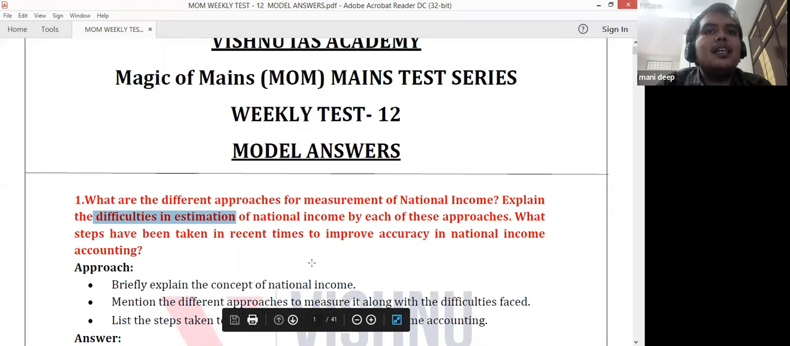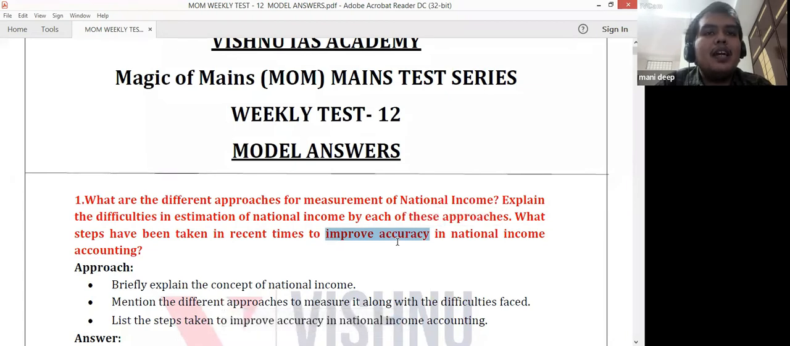In the third part, they are asking what are the steps that are taken to improve accuracy. So to improve accuracy, the government of India has taken different steps. First you should write about the institution which carries out national income, which is CSO. CSO and NSSO were merged and formed a new organization called NSO, which will give out the national income.